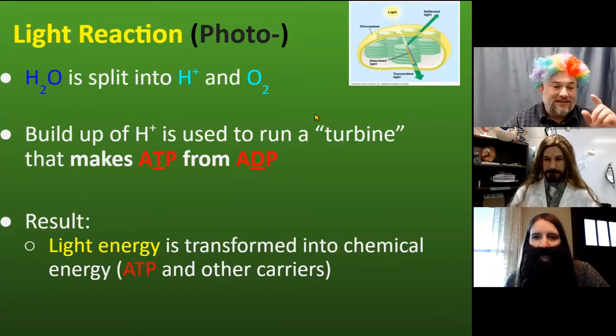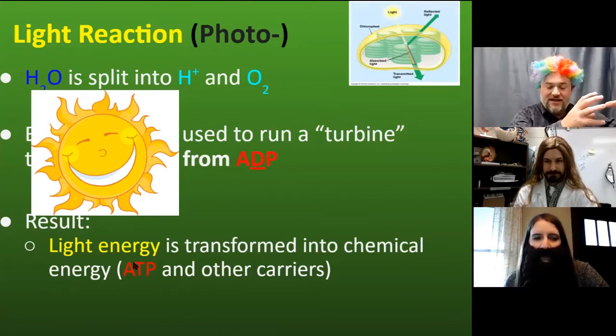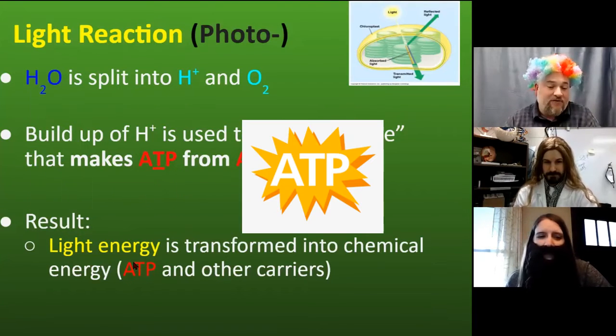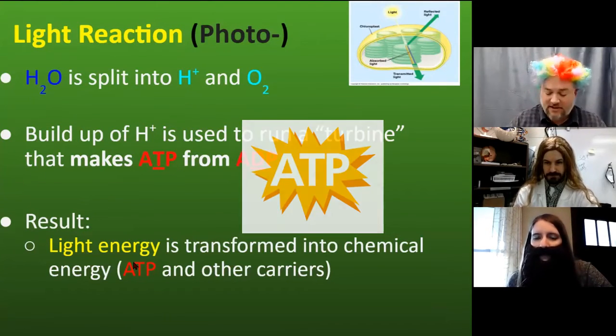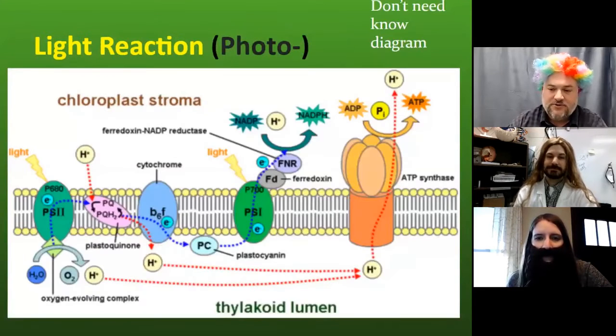So in summary, the light reaction result is light energy, that light radiant energy, gets transformed into chemical bond energy in the form of ATP. And there's some other ones too, but we're not going to make you memorize the names of some of the other ones. This next picture here, guys, just kind of shows a little bit what goes on here.